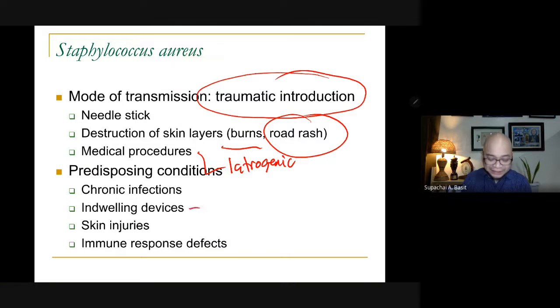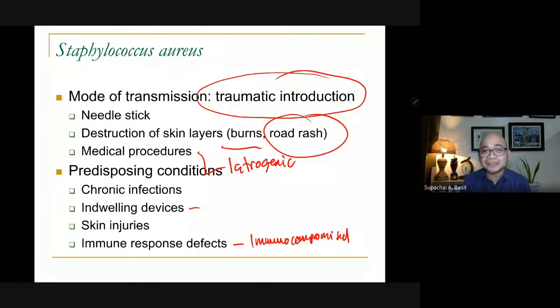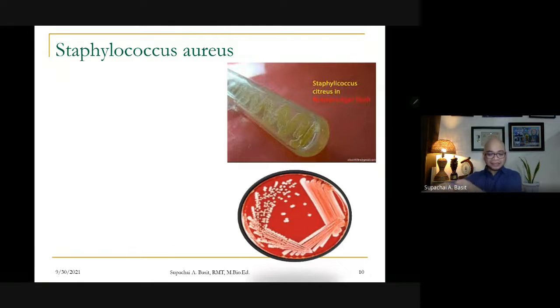Or if the person has indwelling devices, such as catheter, or skin injuries, because skin is a protective barrier that protects us from infections, and even immune response defects. So, meaning to say, if you are immunocompromised, okay, so you will be at risk of getting, you are more predisposed to get Staphylococcus aureus infection. So there are various variants of Staphylococcus.